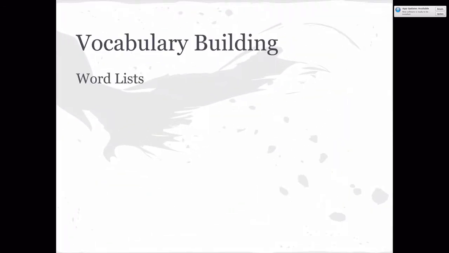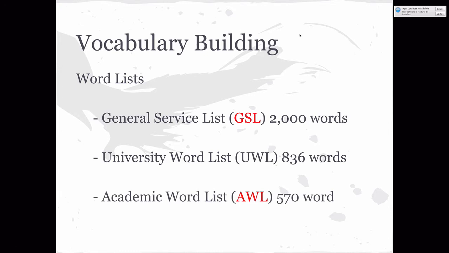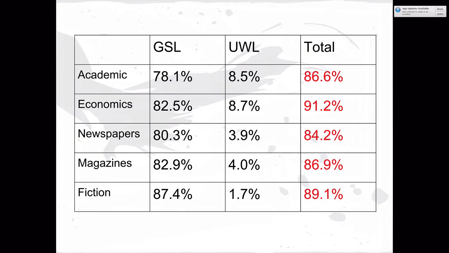And the word lists, we introduced 2 main word lists. The General Service List, which is the GSL, that's the 2,000 words Roger was just talking about. We also introduced the AWL, or the Academic Word List, at the bottom. If we look at coverage, together the GSL and the UWL, which is roughly the same as the AWL, cover about 86.6% of your average academic text.